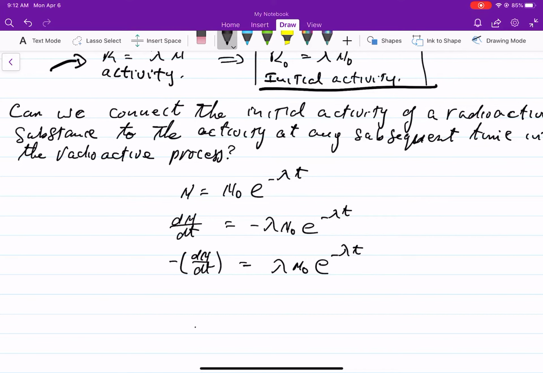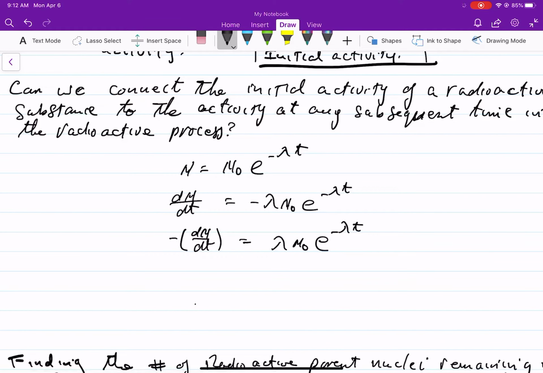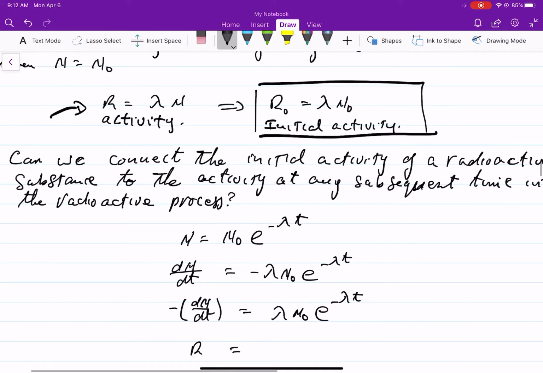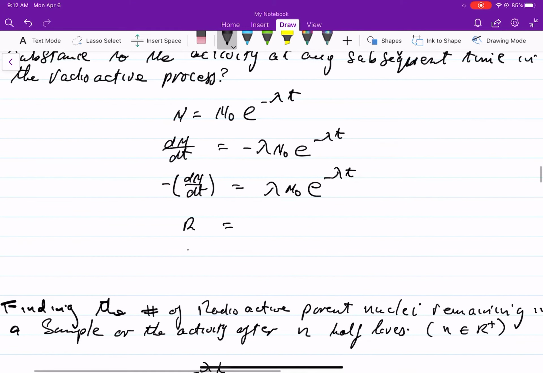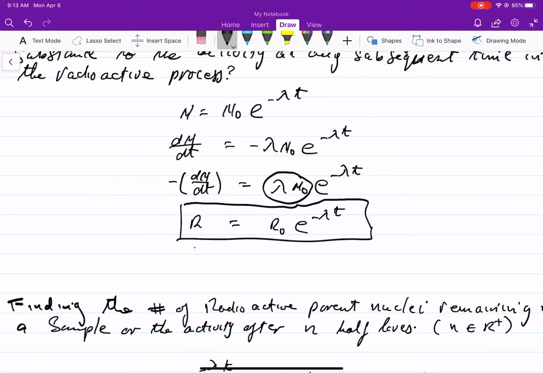And as you would remember from just above, minus dn dt is the activity at any time t, so I'll represent that with r, is equal to, and lambda n0 from right here, it's the initial activity. That would be r0 times e to the minus lambda t, right? This part right there is r0. And here is the equation that relates the activity or rate of decay at any time to the initial activity or rate of decay.